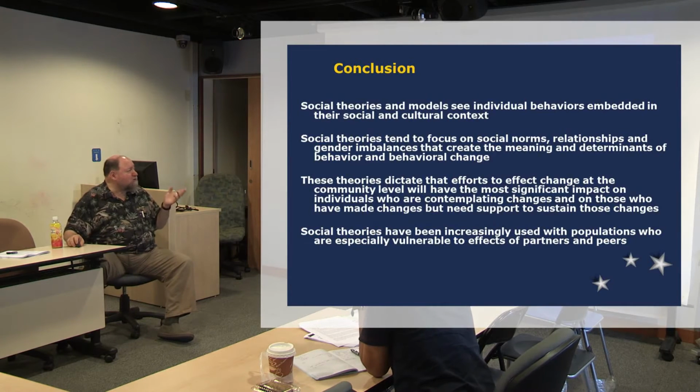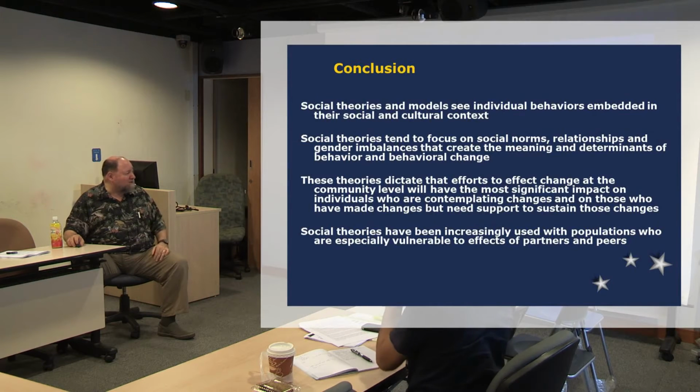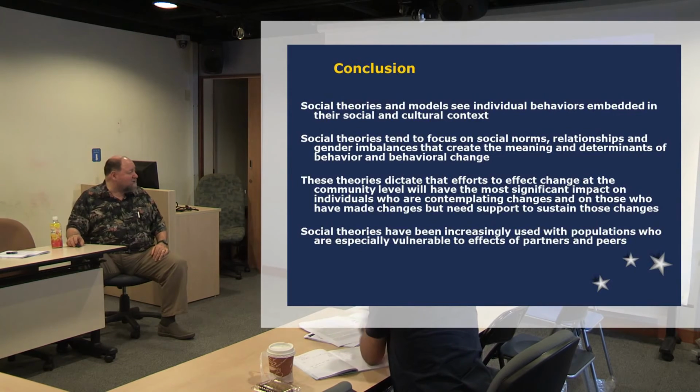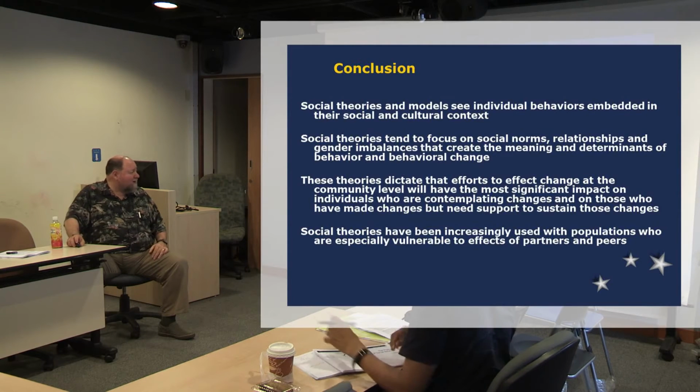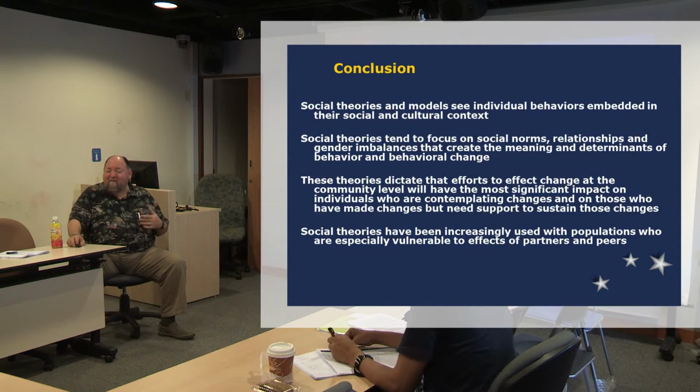Conclusion. Social theories and models see individual behavior embedded in social and cultural context. They tend to focus on norms, relationships. They look at issues like gender imbalances that create the meanings and determinants of behavior and behavioral change. These theories dictate that efforts to affect change at the community level will have the most significant long-term impact on individuals who are contemplating changes and on those who have made changes but need support to sustain those changes. So now you have the social system working with you.